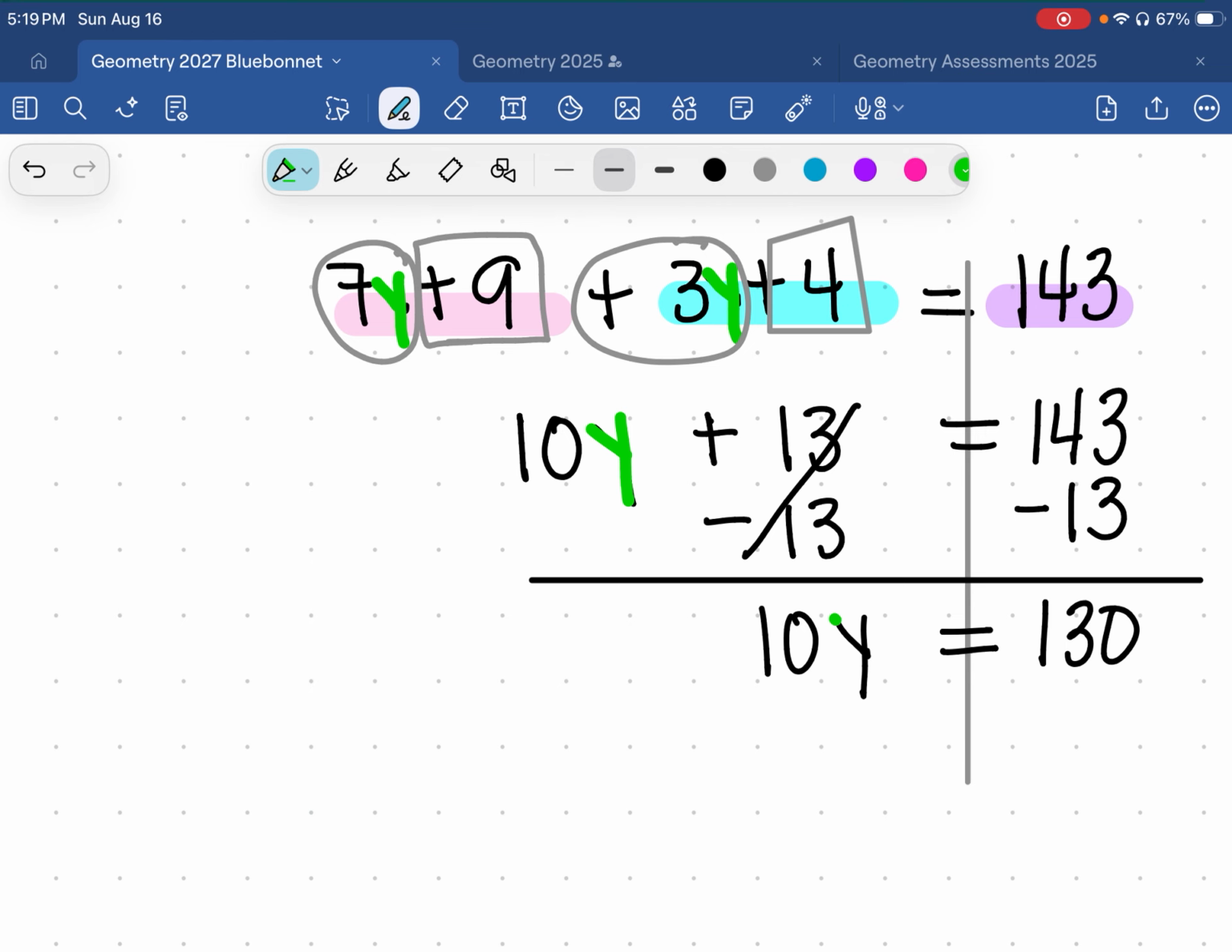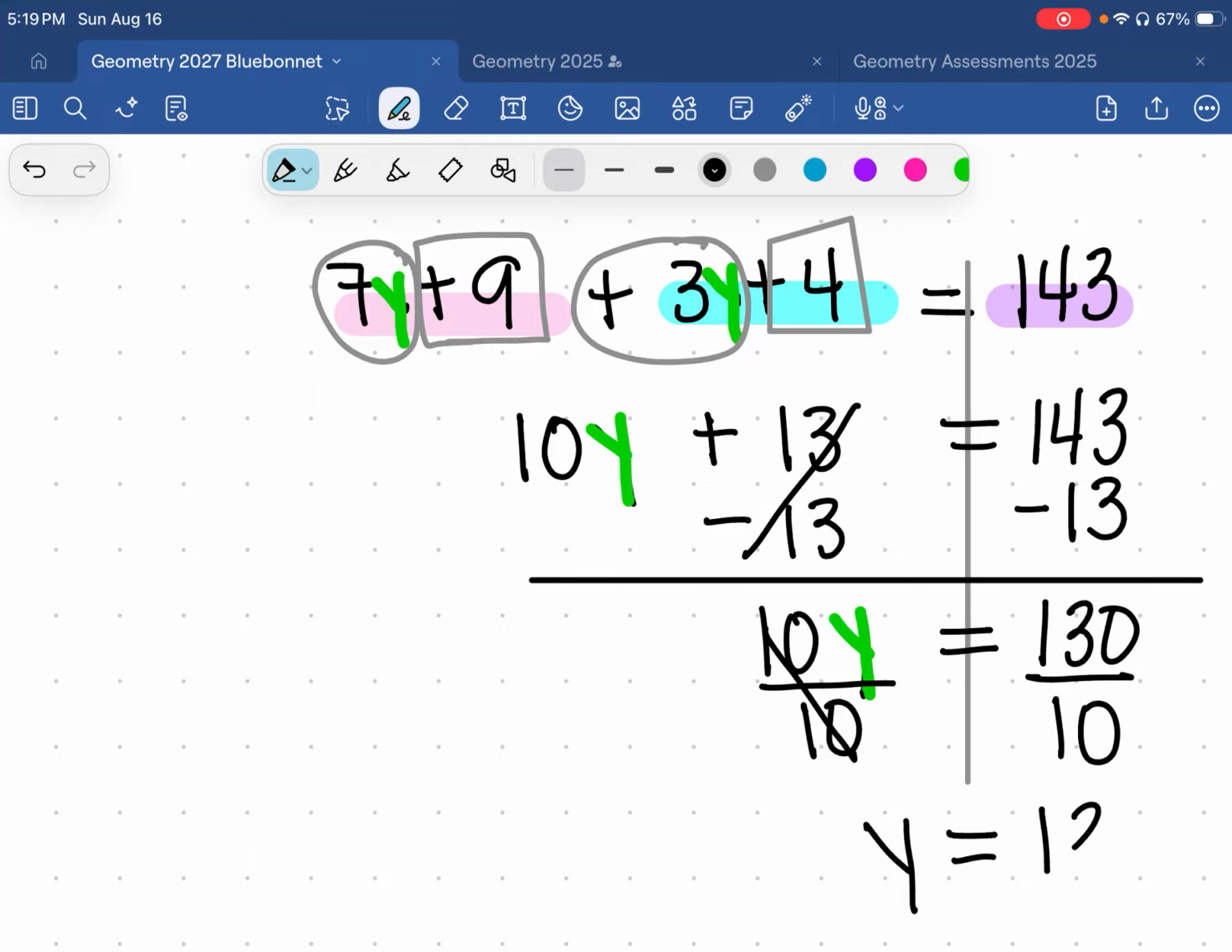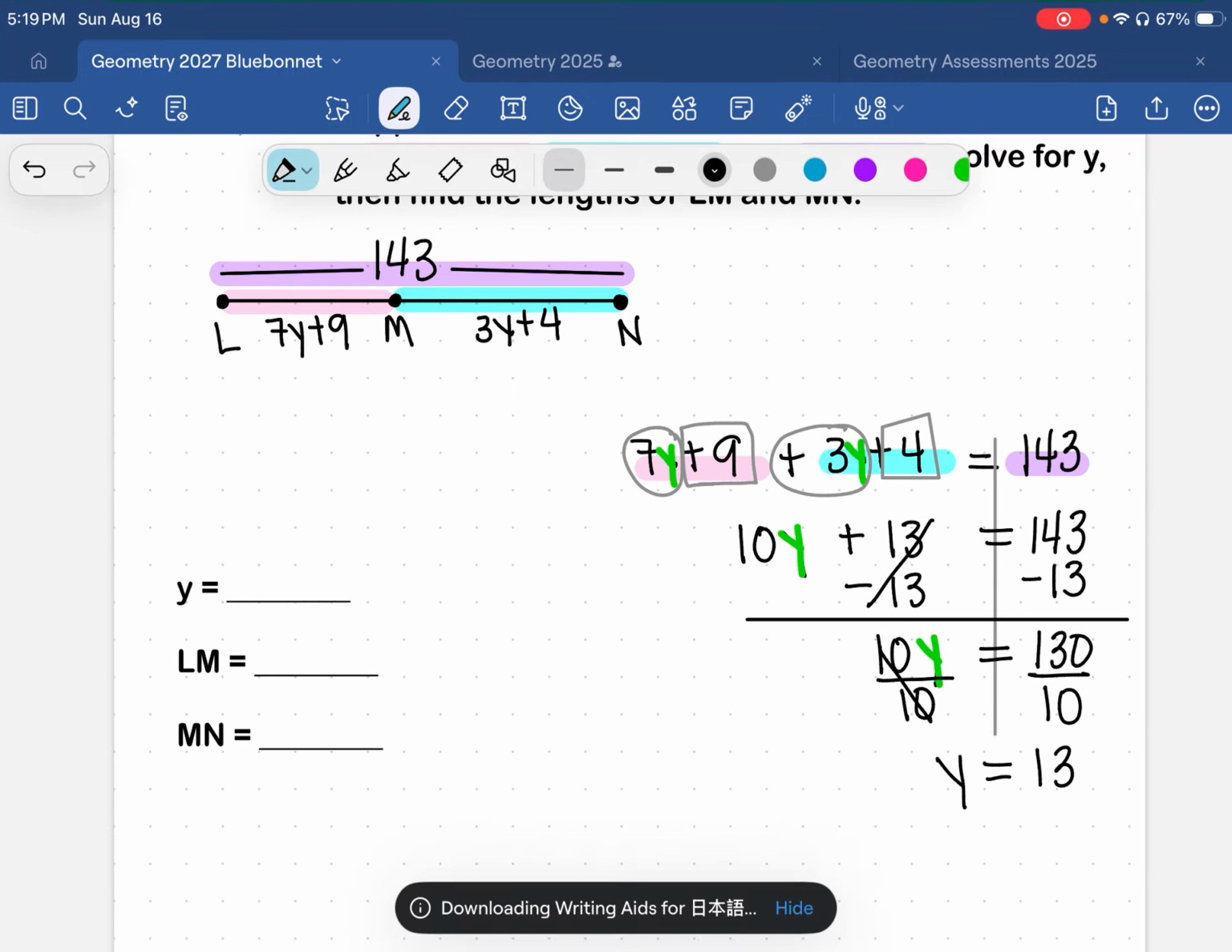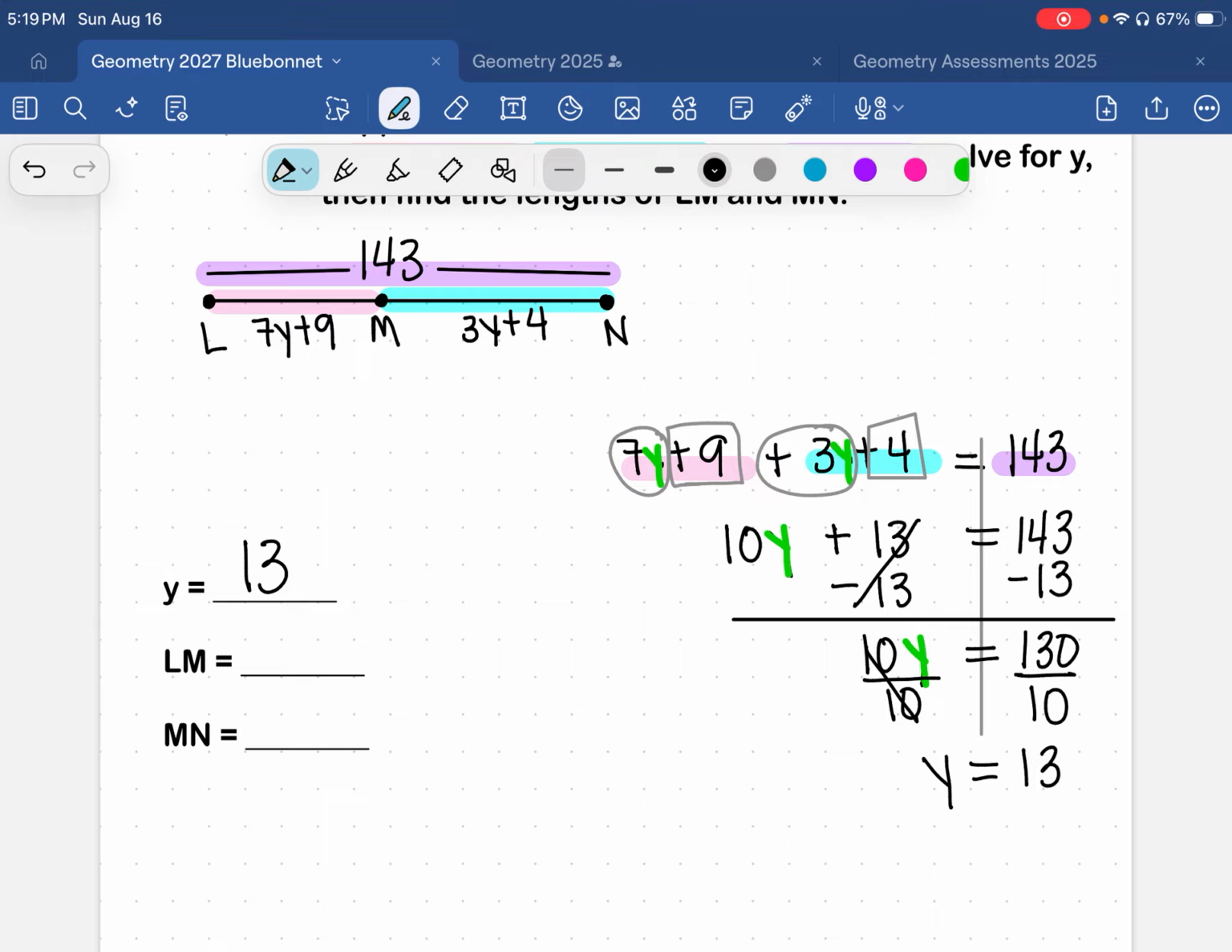other side. Now the green is telling me to get rid of the 10, and since they're side by side, I know that multiplication is hiding there, so to get rid of it, I am going to divide by 10, giving me an answer of y equals 13. I can put that on my answer line, and now I can plug it in to help me figure out the answers for LM and MN.